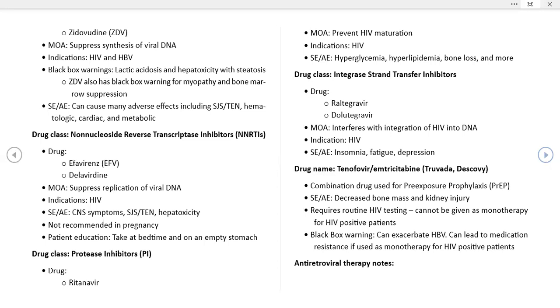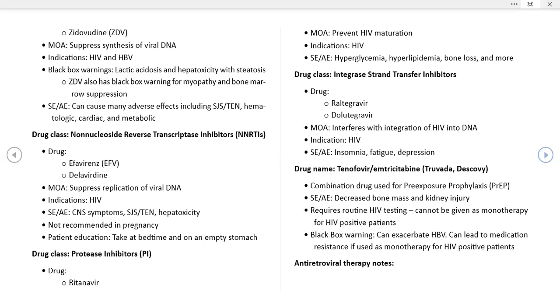The hepatotoxicity can come with steatosis. And zidovudine also has a black box warning for myopathy and bone marrow suppression. The adverse effects, there's a whole bunch of them because it's a pretty powerful medication, including Stevens-Johnson syndrome and toxic epidermal necrolysis. Those are severe dermatological issues, as well as hematologic, cardiac, and metabolic effects.